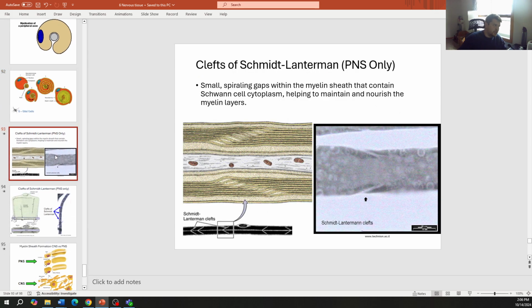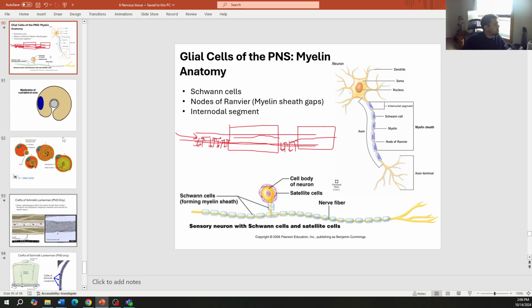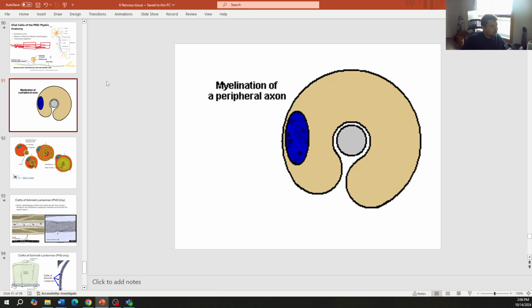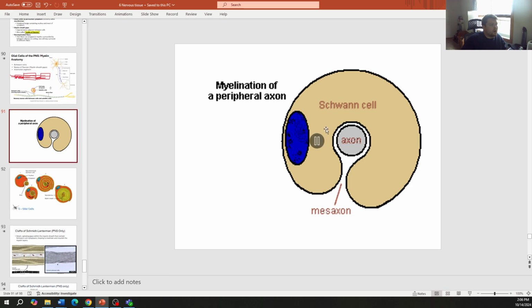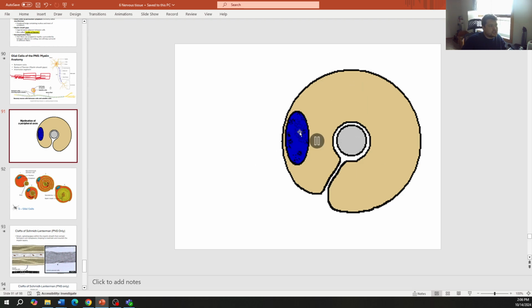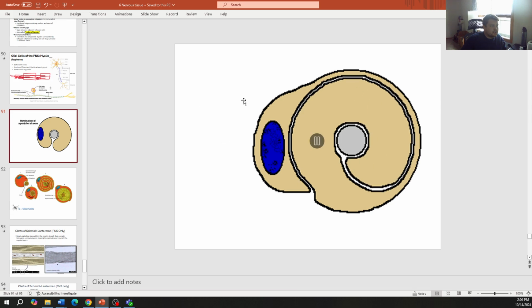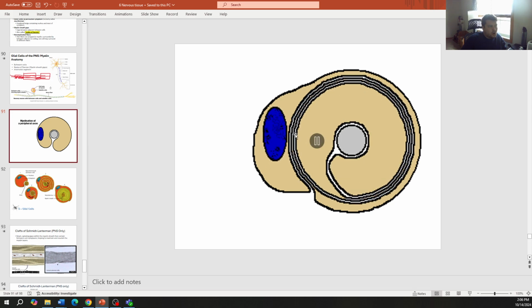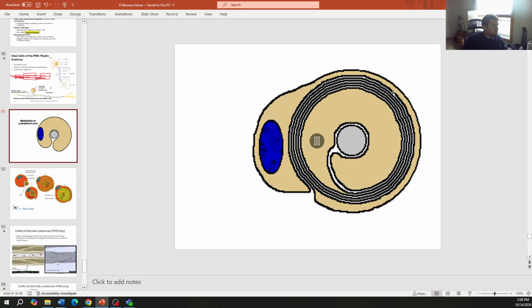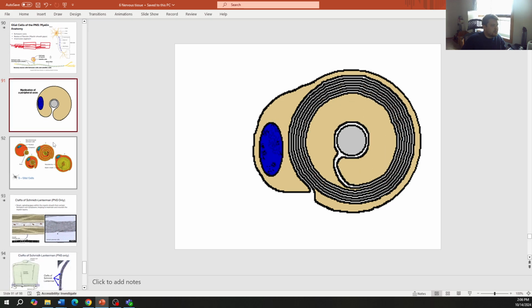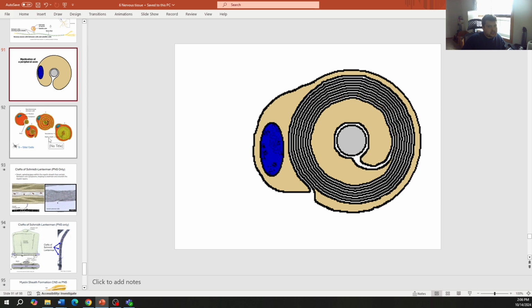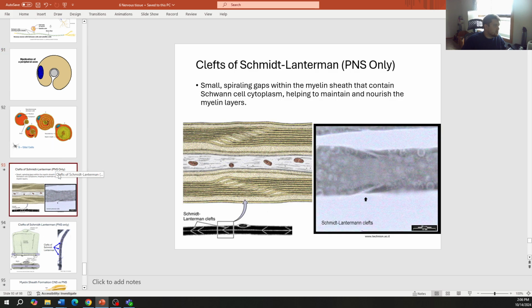Another part within the myelin sheath, specifically within the PNS, and I should clarify, the myelination is very similar in the central nervous system, where it wraps just like this. The only difference is that instead of a Schwann cell, it's an oligodendrocyte off to the side, and it has a little arm that reaches out, and then this process occurs. That's because the oligodendrocytes do multiple axons all at once.